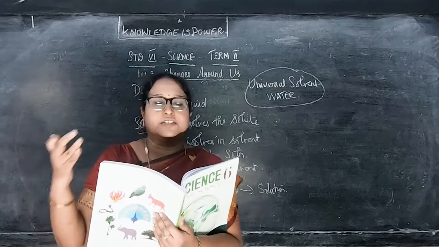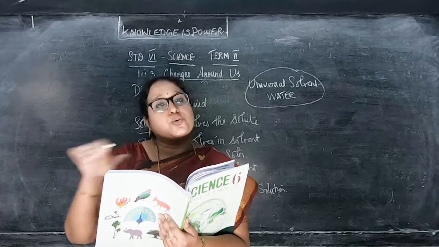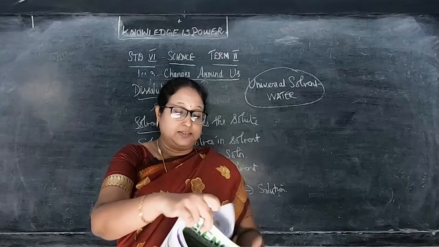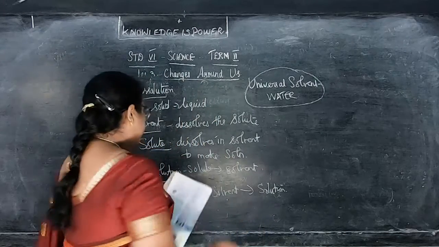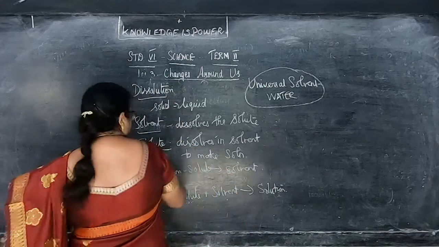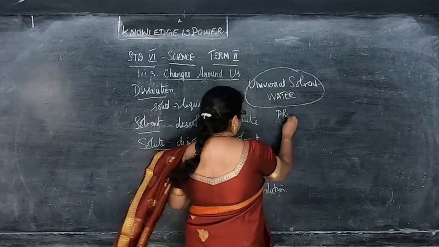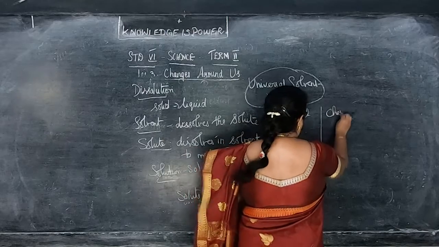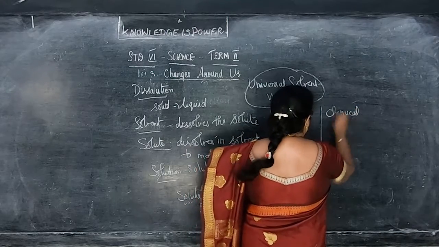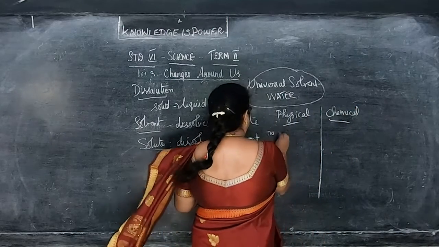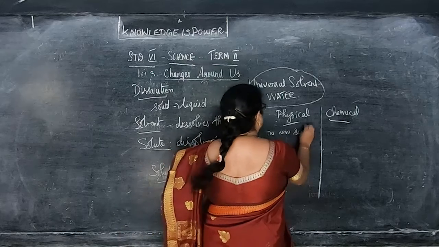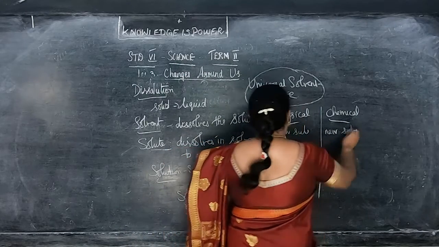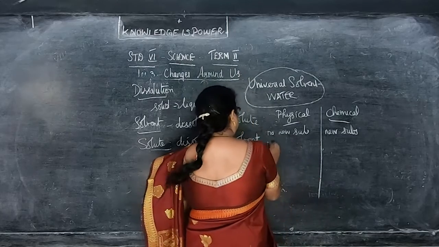That is rusting of iron. So there is a change in the composition and a new substance is formed from that. Okay, now the differences are given here. In a physical change, no new substance is formed. In a chemical change, a new substance is formed.